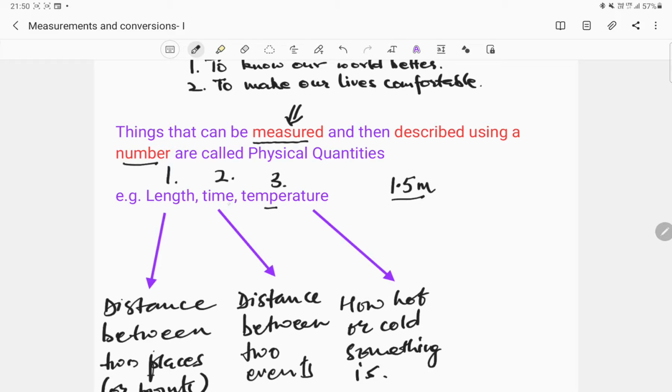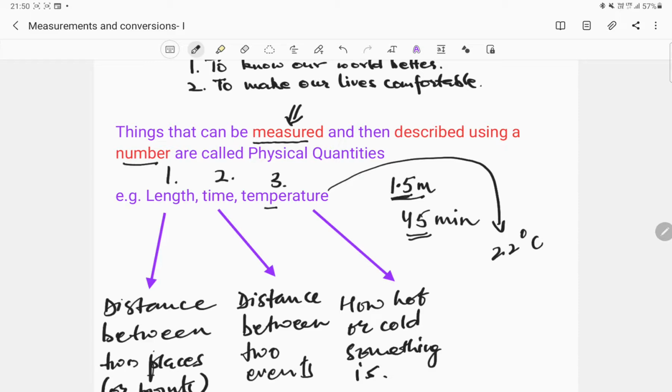And also, can you measure time? Well, can you tell the time between the first period of your class to the second period of your class? Well, you can use your clock and you can say, well, it is around 45 minutes. So you can also describe time using a number. You can describe length using a number. And can we describe the temperature? Yes, we can measure it and we can describe the temperature using a number. For example, the temperature today probably is 22 degrees Celsius.